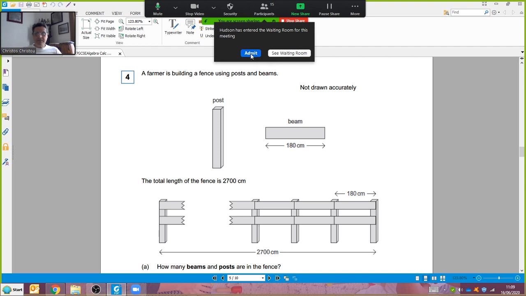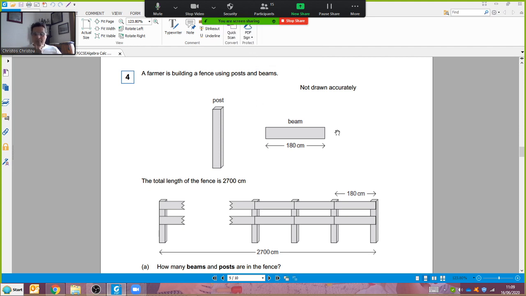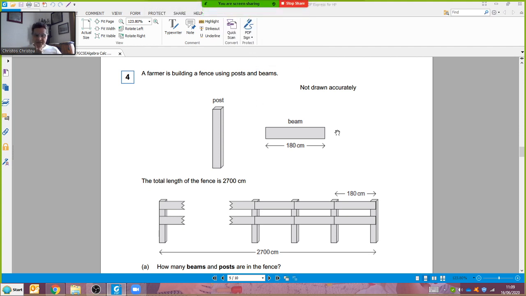How many beams and posts are in the fence? Well, let's take a good look. Let's do the easy bit first.